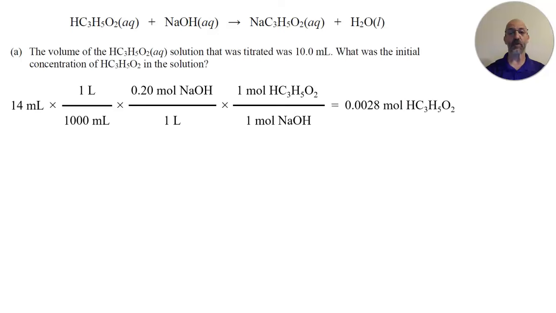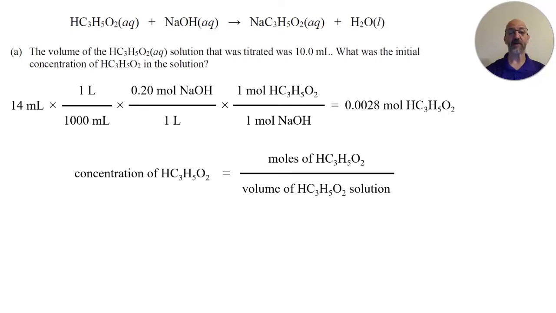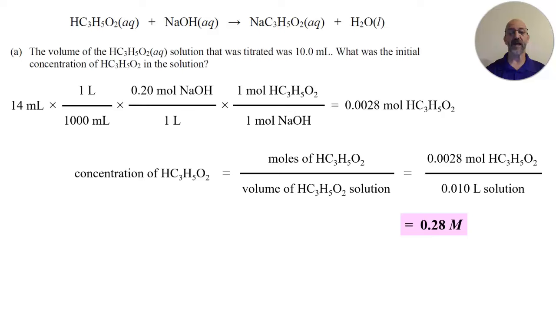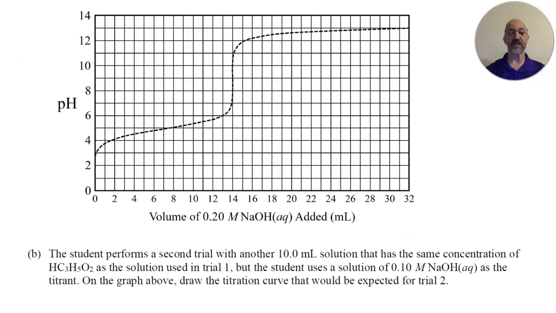There's that 0.0028 moles that I had mentioned, divided by the volume in liters. So 0.0028 moles of propanoic acid divided by 0.010 liters of solution for the propanoic acid, and there's my answer to part A. So the concentration of the propanoic acid is 0.28 moles per liter. Now, there is a part B of this question where we have to draw a titration curve based on a change in the experimental conditions.